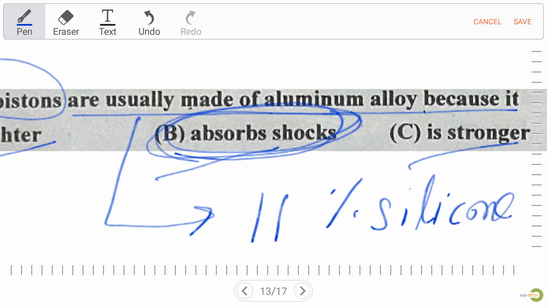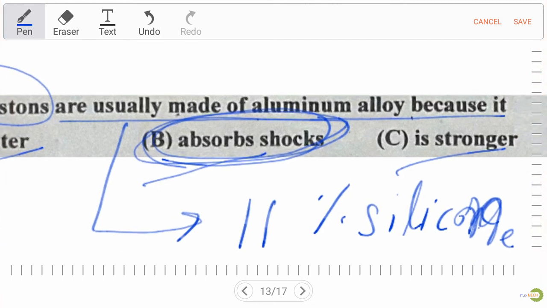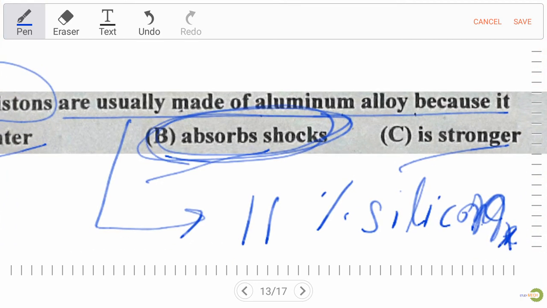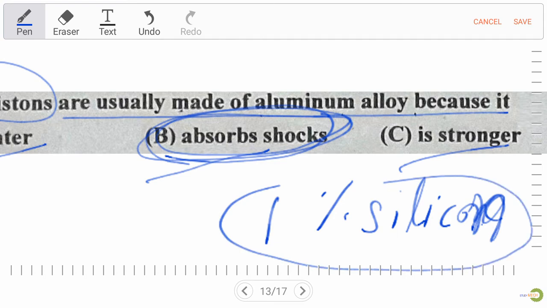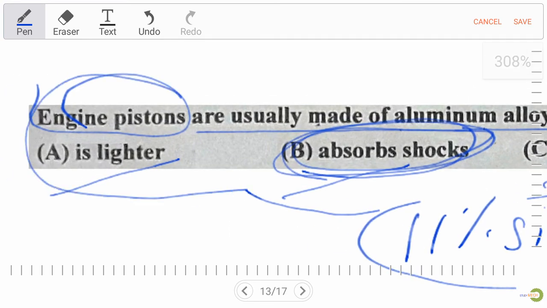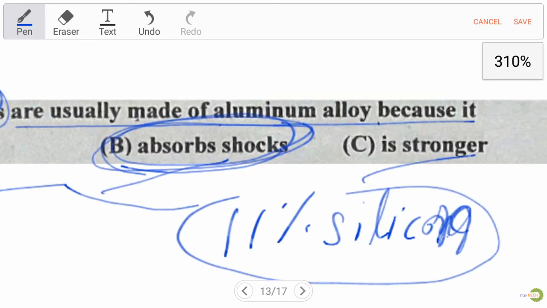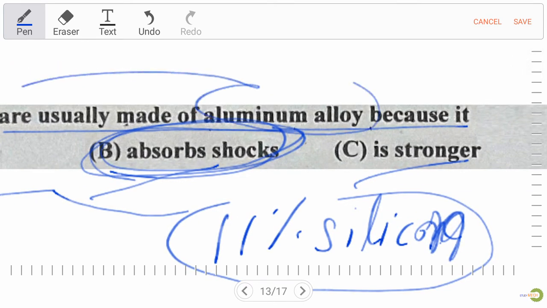And one more piece of information that we should remember: 11% silicon. Over here silicon, okay, not E. E is not available here because this is not a thermosetting plastic, always remember. So 11% silicon is used in making engine pistons, and they are made of aluminium alloy to absorb shocks. So over here B is the right answer.